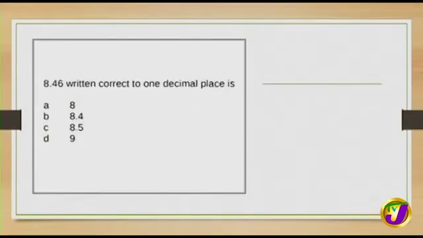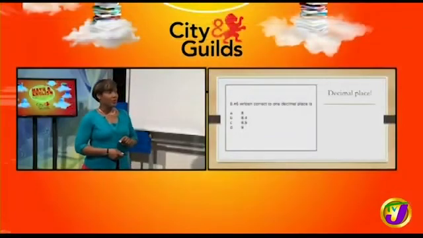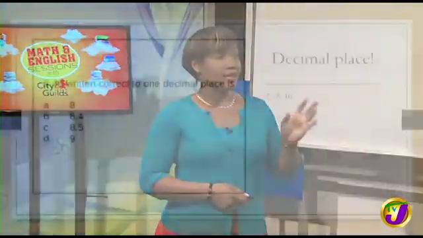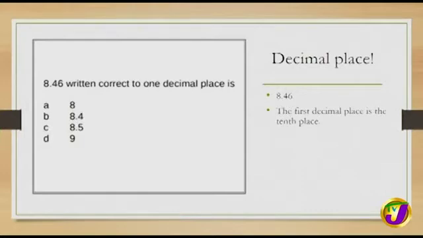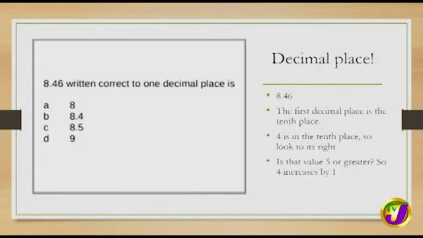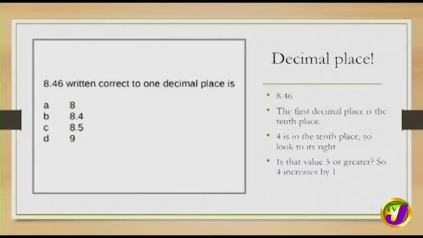Next question. 8.46 written correct to 1 decimal place is, now remember what we said. What is the 1 decimal place that we're talking about? We're talking about the number that is in the tenths place. So what digit is in the tenths place? That's the first place after the decimal, and that would be 4, right? So we look to the right of 4 and we see a 6, right? So it is greater than 5, so we increase 4 by 1 and it becomes 8.5. So 8.46 to 1 decimal place is 8.5.